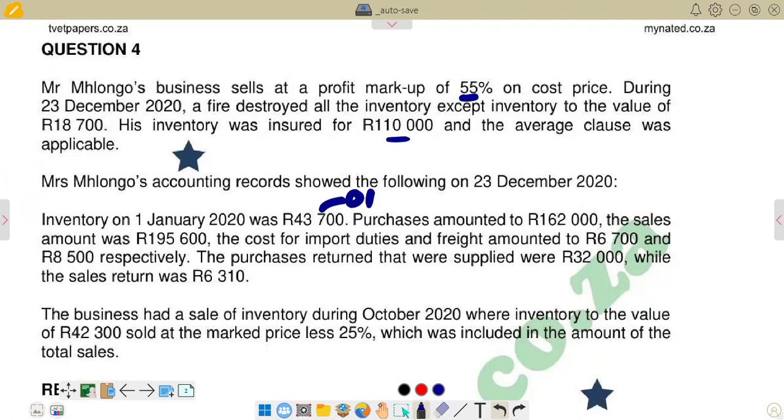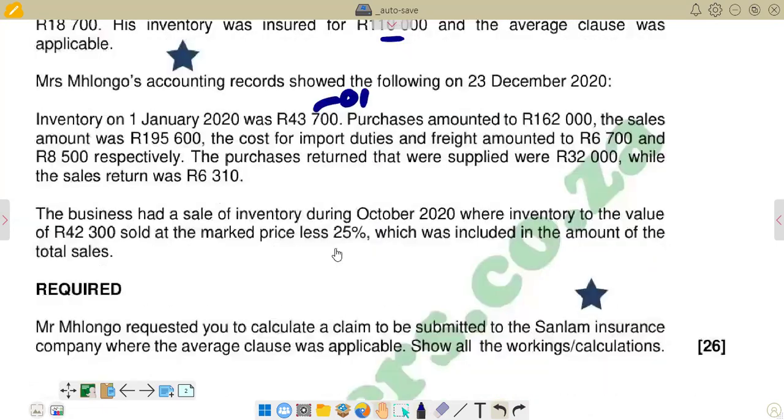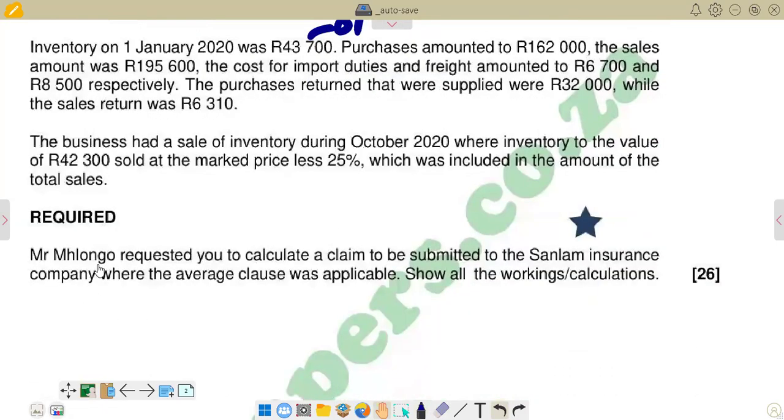So this is the information that we have. If you go down, you'd see that the question now reads, Mr. Fongo requested you to calculate a claim submitted to the Sanlam Insurance Company where the average clause was applicable. Show all the workings or calculations, and our question has got 26 marks. So this is what we have, guys, in terms of this question.